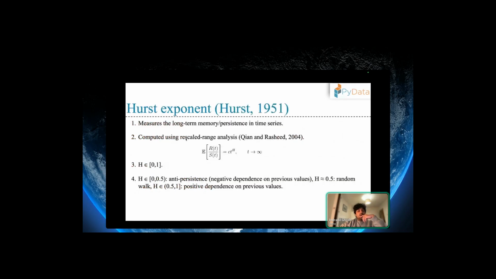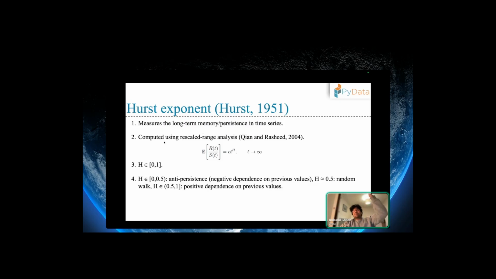So just an overview of what these tools are. The Hurst exponent was first introduced by Hurst in hydrology, but since then it has been used in climate, in financial problems, and in neuroscience as well. What it does is measure the time series memory, the long-term memory of the time series, which means persistence in the time series. I'll just tell you what these are. So it can be computed.